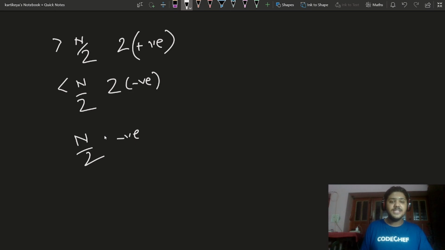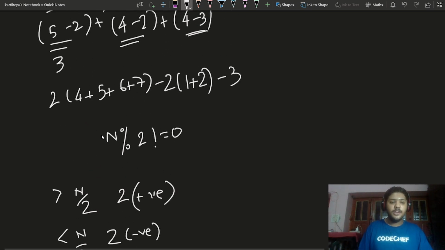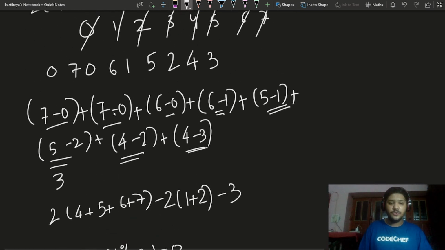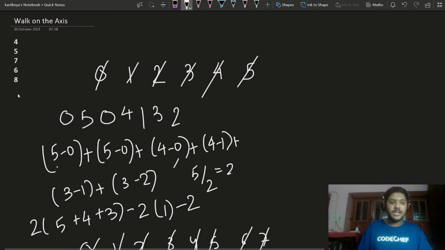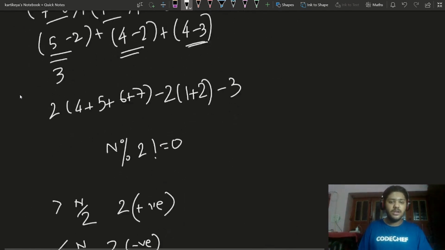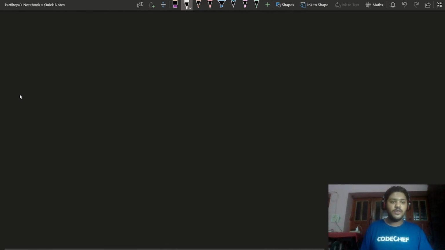So we can see that this formula is correct from these two derivations which I showed you here for n equal to 5 and n equal to 7. Now let's derive the formula for n being even. Okay, so let's write this expression for n equal to 6.